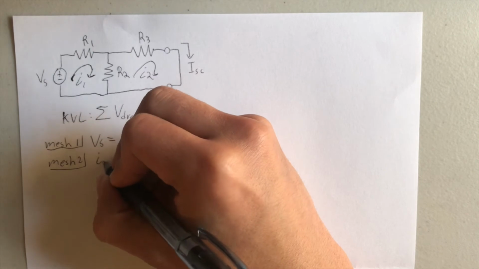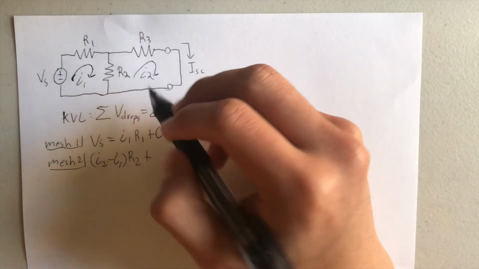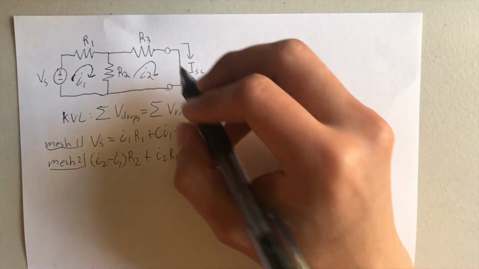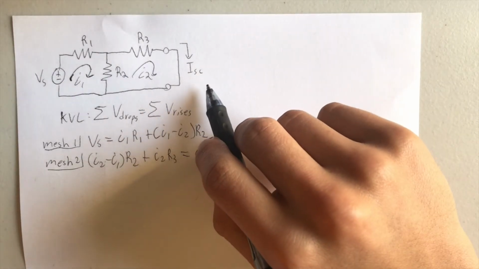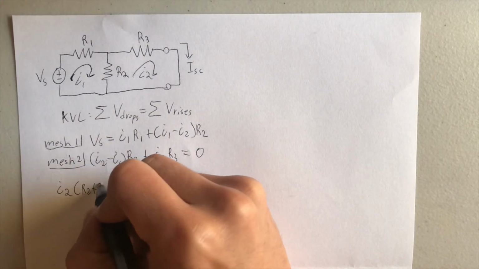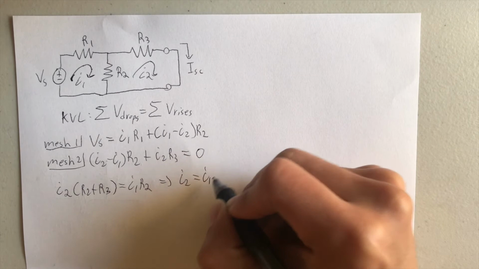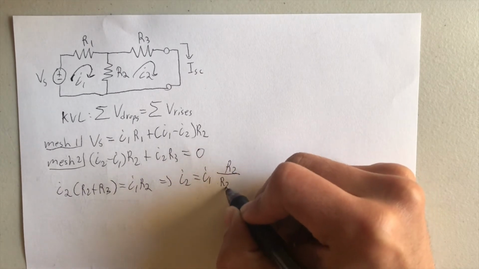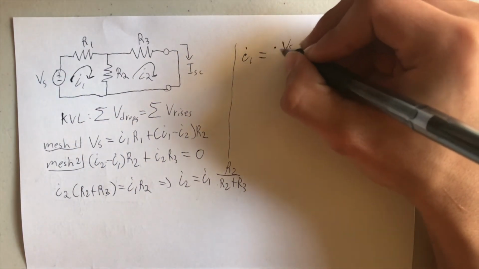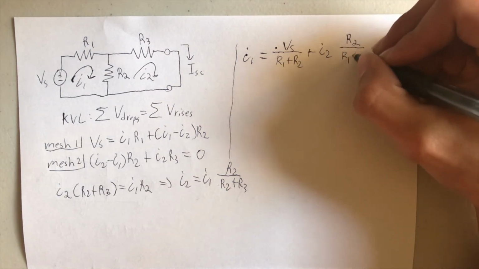Now we're going to have I2 minus I1 times R2 plus the voltage drop there. Since this is a short circuit, we're after the short circuit current, which is exactly I2. So we solve for I2. And I2 is equal to I1 R2 over R2 plus R3. Now we're going to solve for I1 from the first equation, and like before, we get that it equals the voltage source over R1 plus R2 plus I2 R2 over R1 plus R2.